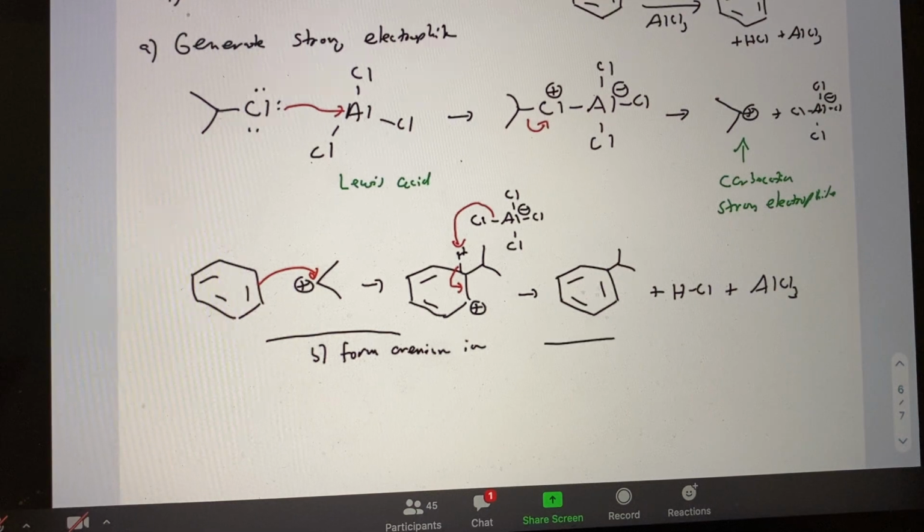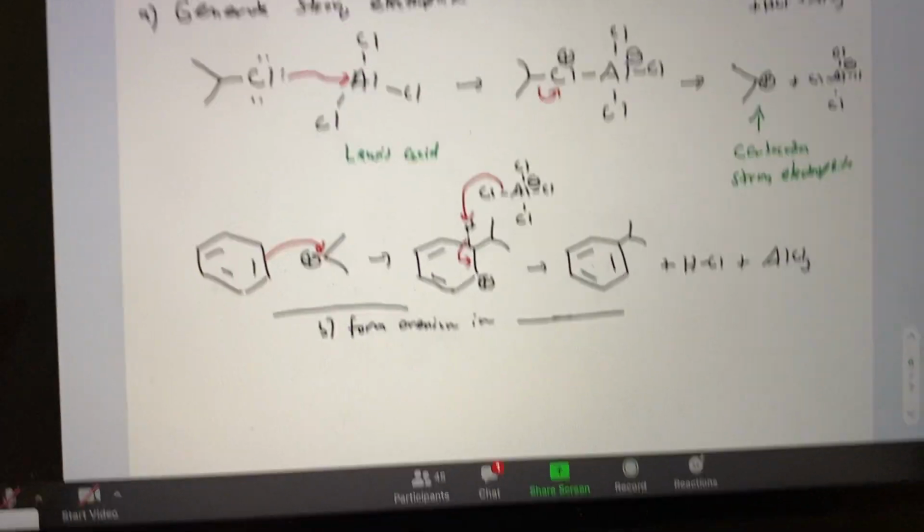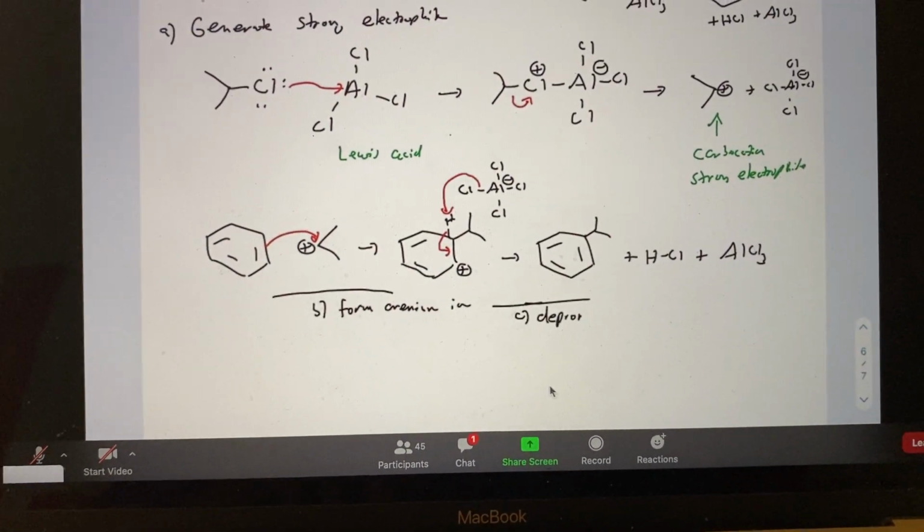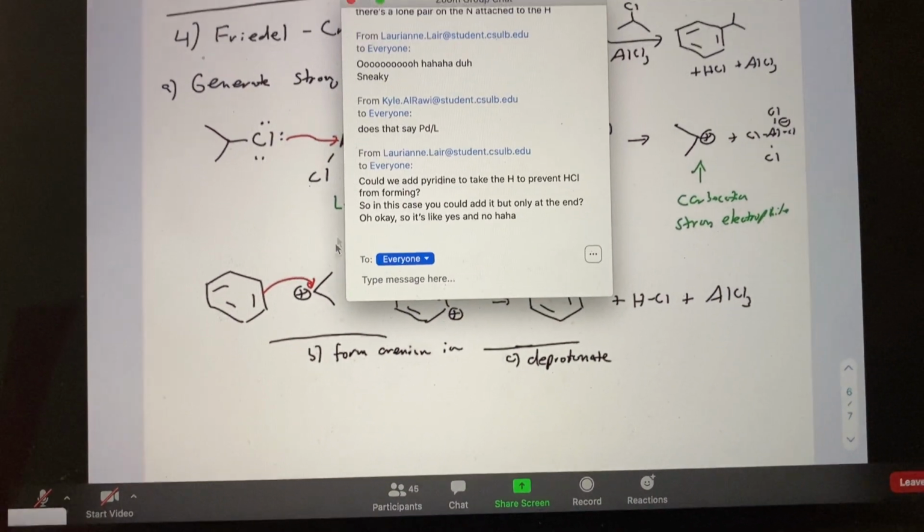Sodium ion, and then this one here, it's actually C to deprotonate. Deprotonate.